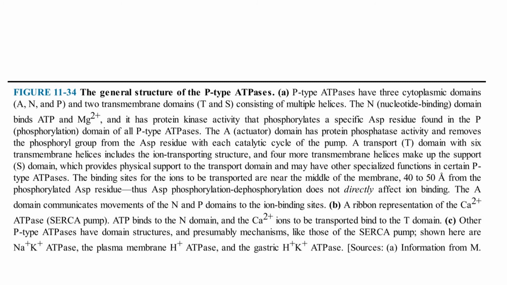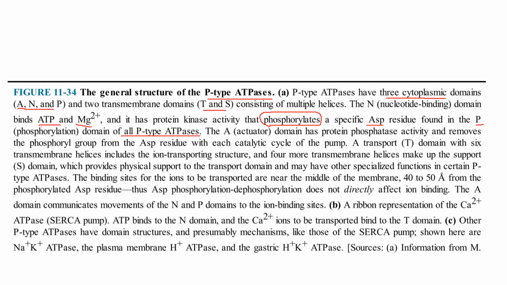Figure 11-34. The general structure of the P-type ATPases. P-type ATPases have three cytoplasmic domains, A, N, and P, and two transmembrane domains, T and S, consisting of multiple helices. The N nucleotide binding domain binds ATP and magnesium, and it has protein kinase activity that phosphorylates a specific aspartate residue found in the P phosphorylation domain of all P-type ATPases.